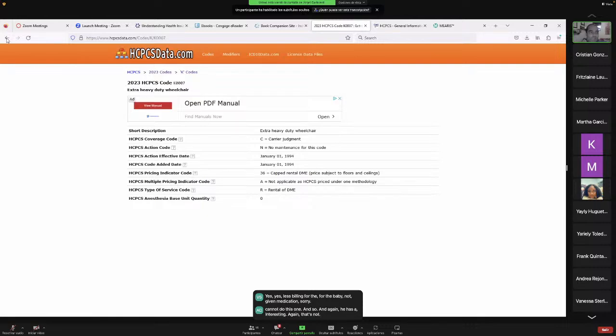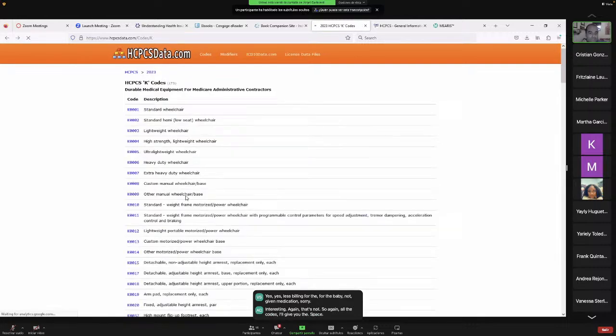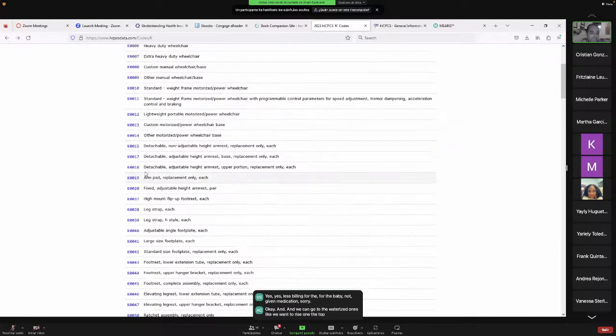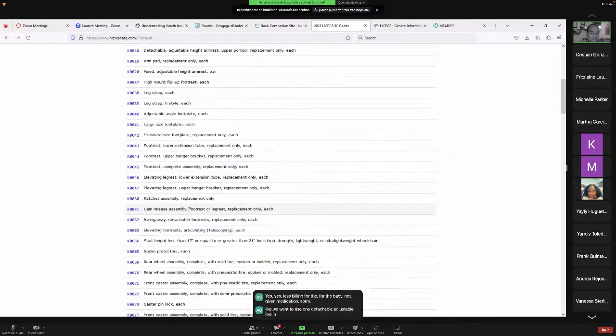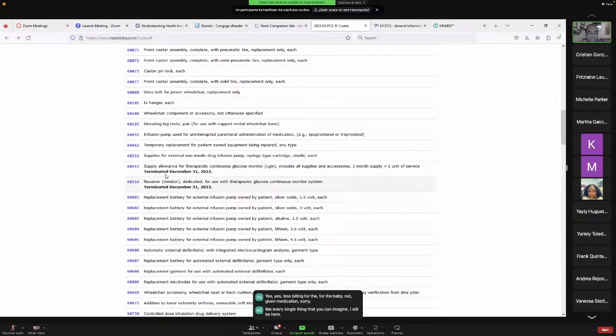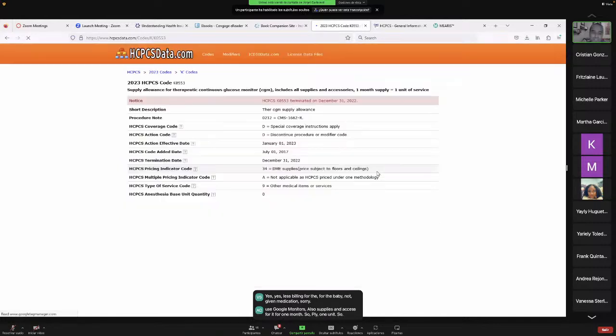So again, all the codes, it will give you the specific description. Okay. And then we can go to the motorized ones, lightweight motorized one, detachable, adjustable, like every single thing that you can imagine. I will be here. And again, some codes will tell you like this. Like this one, supply allowance for geographic continuous glucose monitors includes all supplies and accessories for 1 month supply, 1 unit. So this is like the example.